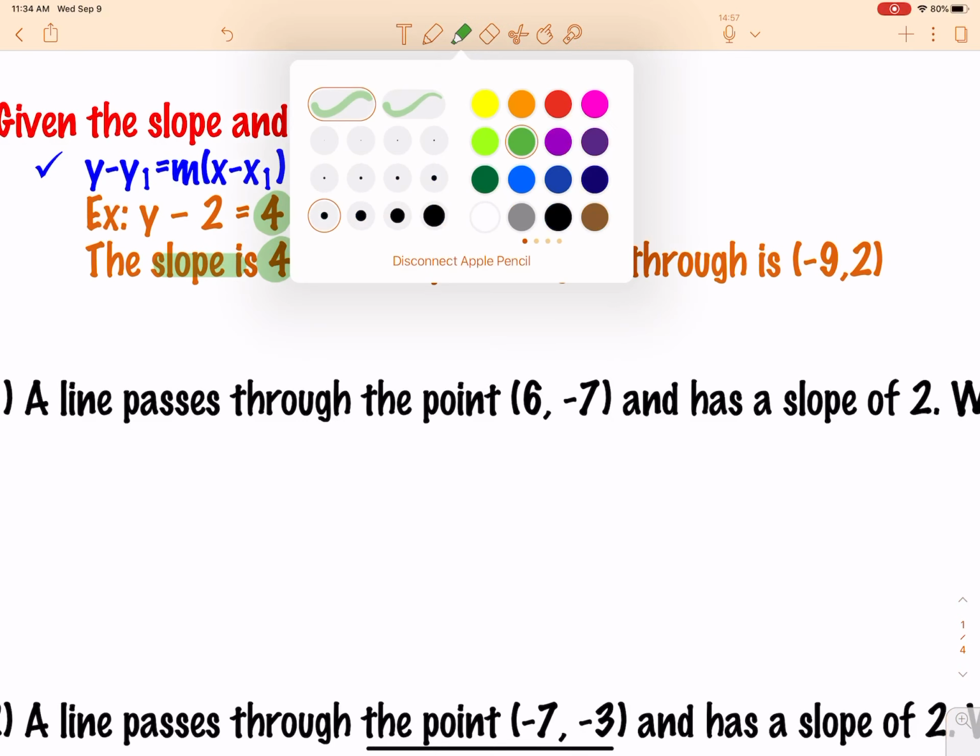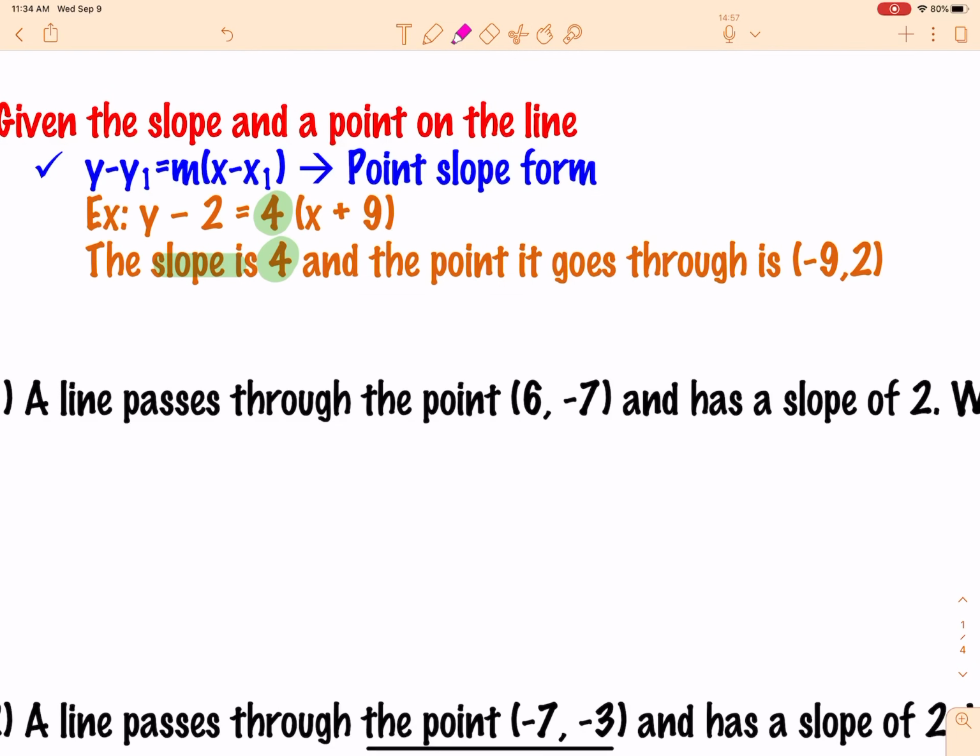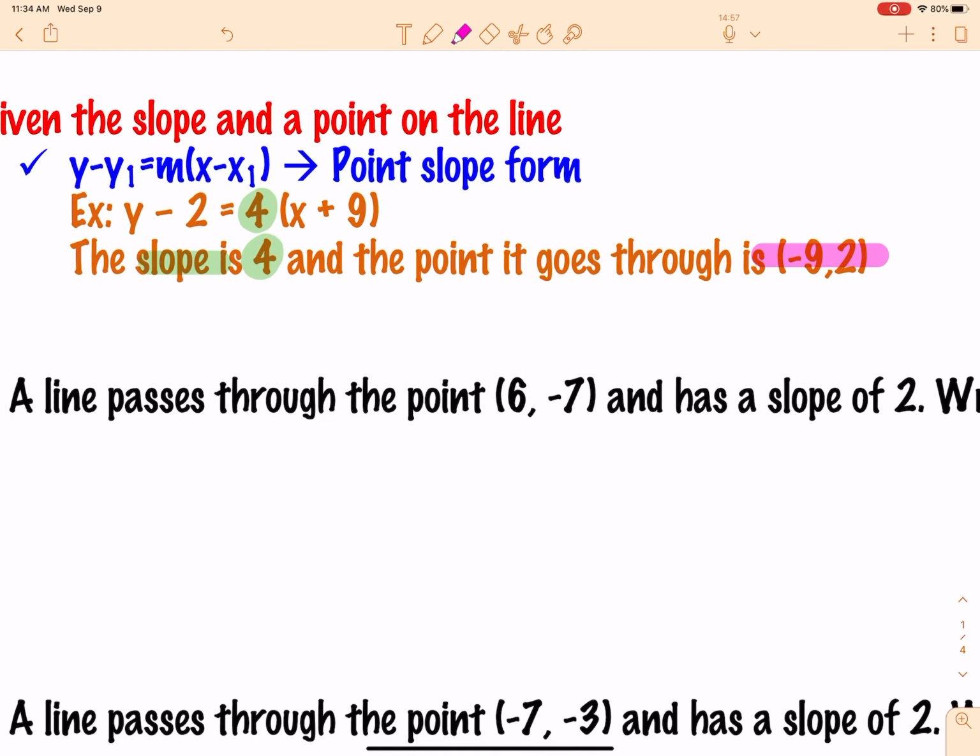And then the point, you have to just use opposite signs. So the point it goes through is -9, 2. And notice in the equation, -9, so that's the x part, goes next to the x. And then 2, you switch it to a -2. So just switch the signs. Okay, and then it's that easy. You don't have to distribute or anything.